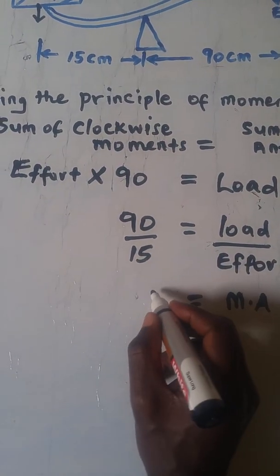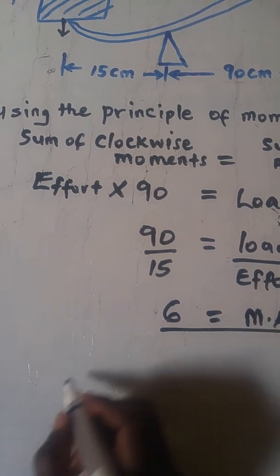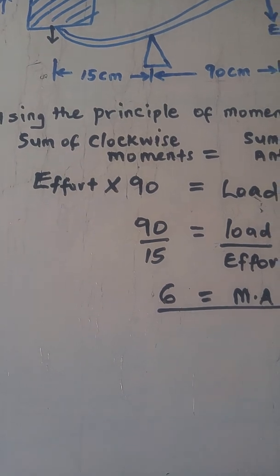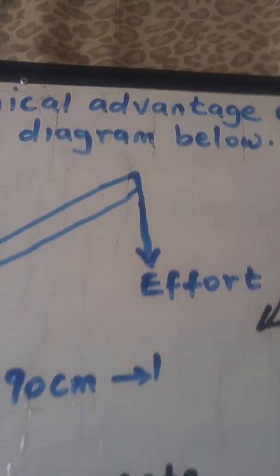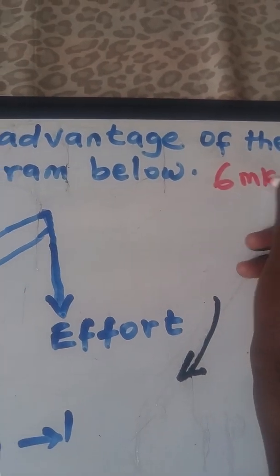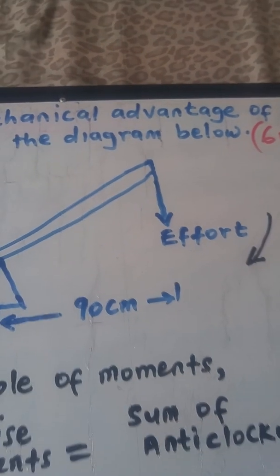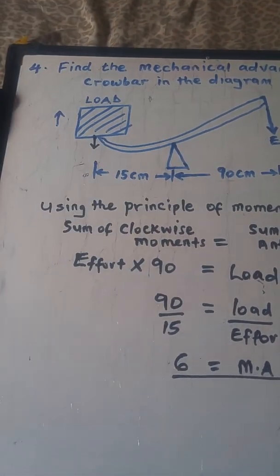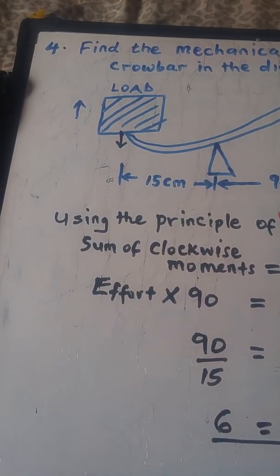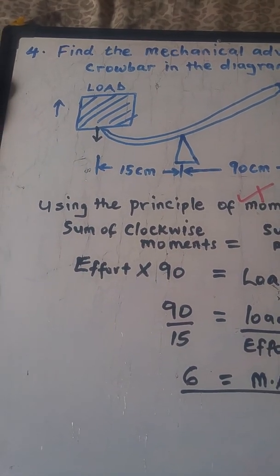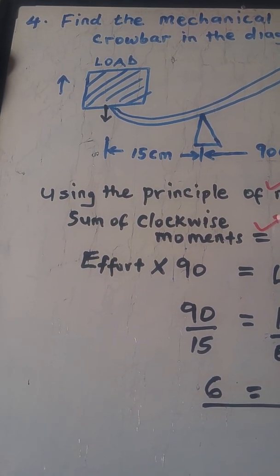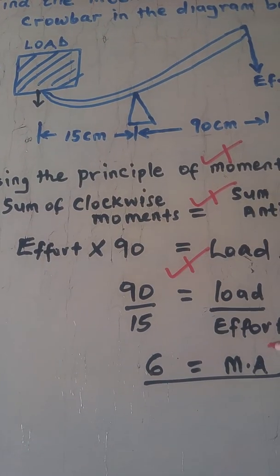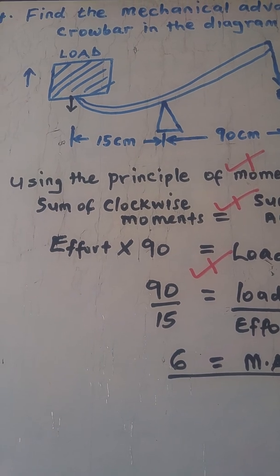90 divided by 15 is equal to 6. So our mechanical advantage is equal to 6. Now, assuming we had here 6 marks. Or let's give 4, 6 may be so many. We would have, using the principle of moments, a half. The sum of clockwise moments equals the sum of anti-clockwise moments, you get a half. Substituting properly, you get another half. Then the answer, you get a half. So there are 4 marks.